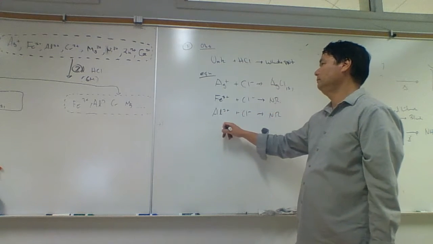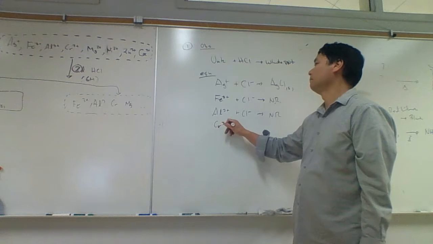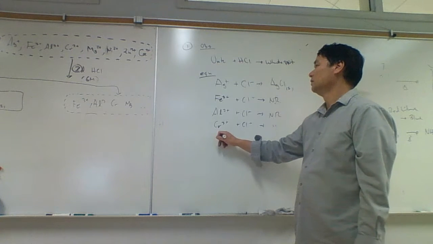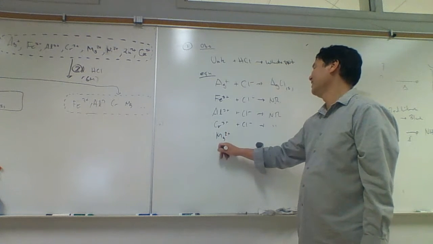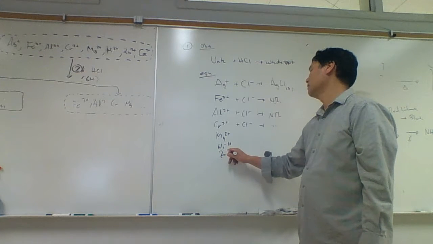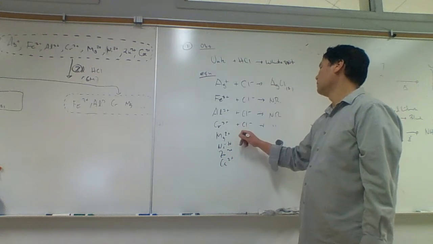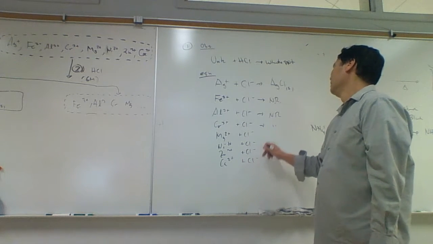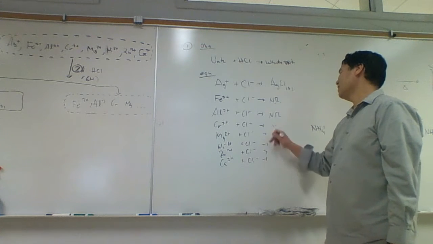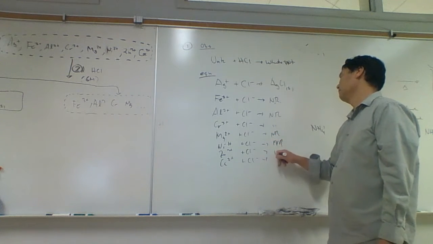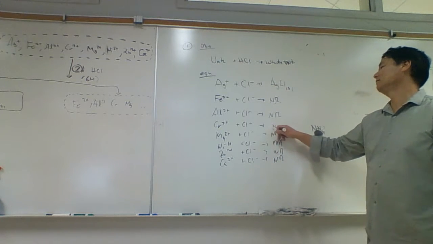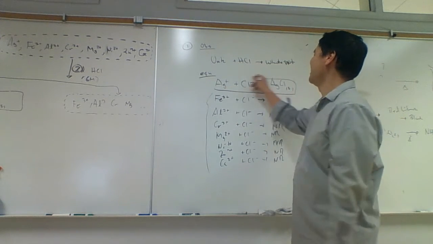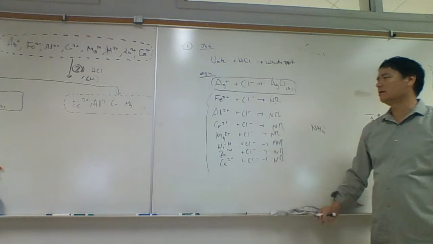It's NR. Chromium gives us NR. Magnesium, nickel, zinc, and calcium with chloride all give us NR. I'll just write it out. And so the only thing that reacted was this, but we have to know the chemical properties to know that nothing else is going to react.